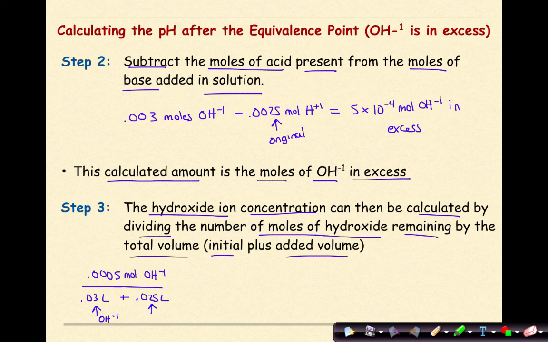So that was our original volume of H+. If we add those up, we get 0.0005 moles of hydroxide over a total volume of 0.055 liters. If we divide those two out, we have 0.0091 molarity hydroxide ions. So this is the molarity in excess after the neutralization of the acid.